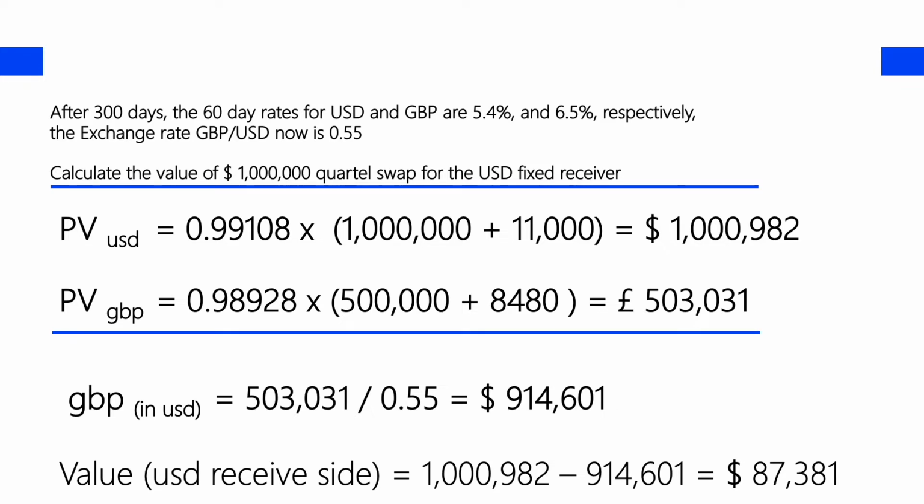So the value of the dollars that we are going to receive, the PV, is 1,001,982. Less what we're going to pay. If we're receiving the US side, we are paying the GBP. So you can knock off the value in US dollars of that GBP side. The net of those two is 87,381. Positive value to the receive US side.